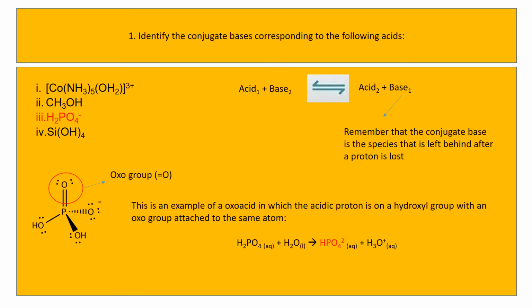This is an example of an oxoacid. So here our acidic proton is on a hydroxyl group where there is an oxo group also attached to the same atom. So I circle the oxo group in red there. The conjugate base here then is very simply HPO4 2 minus. We just take a proton off of that H2PO4 minus.